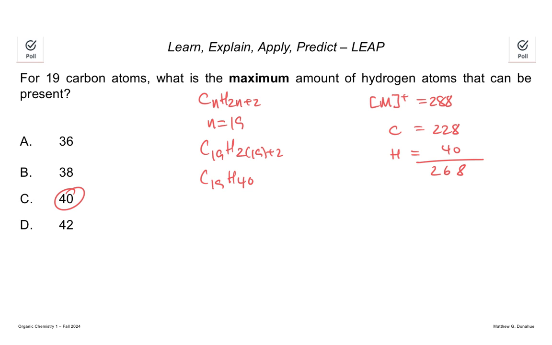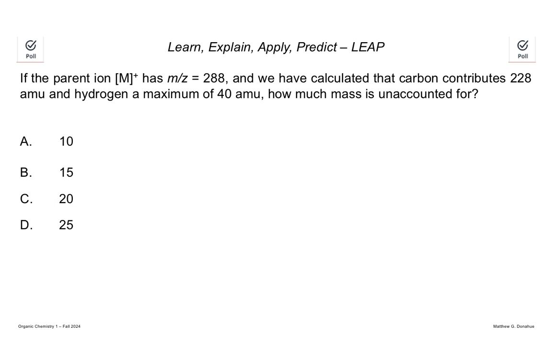The difference between 288 and 268 is 20. So to recap, how much mass is unaccounted for? We have 20 atomic mass units that are something else.